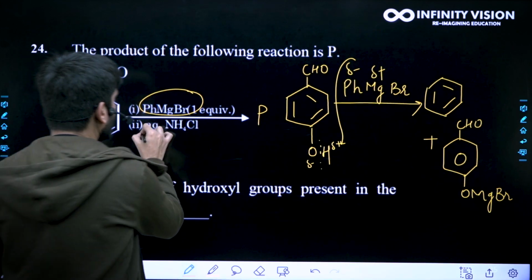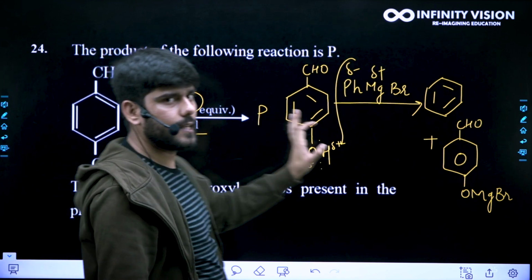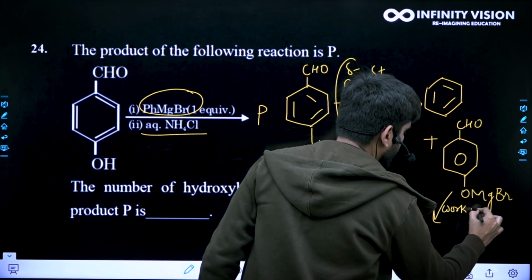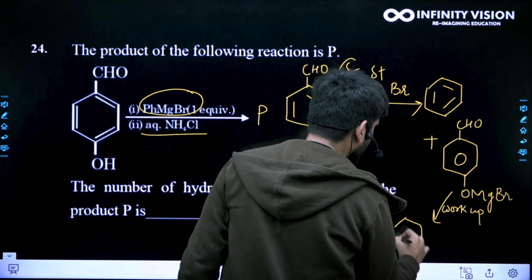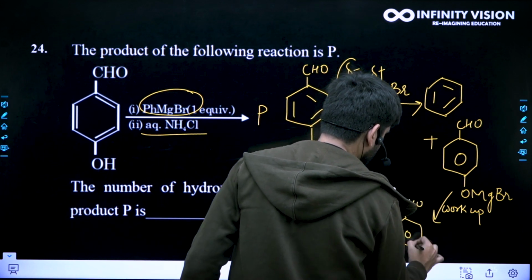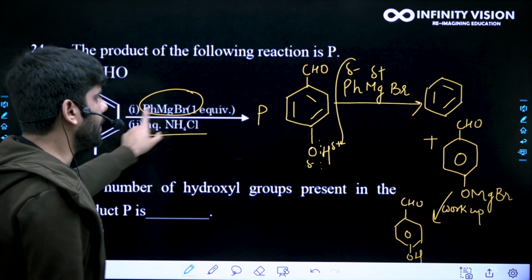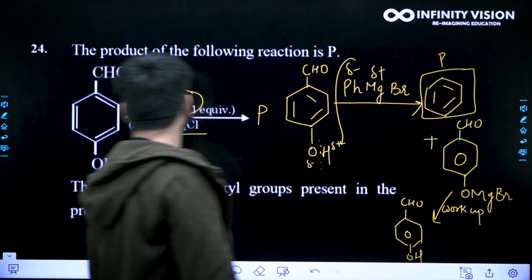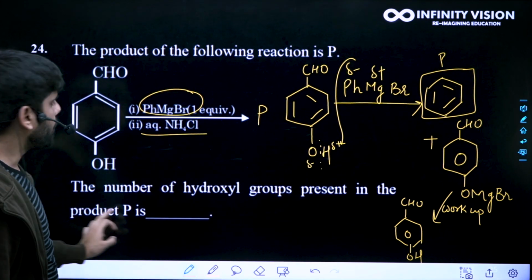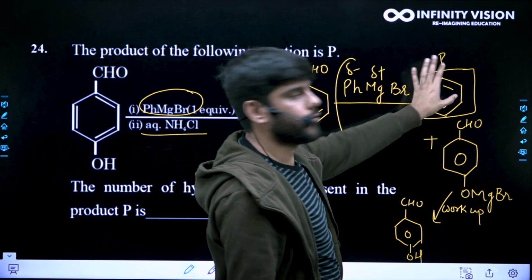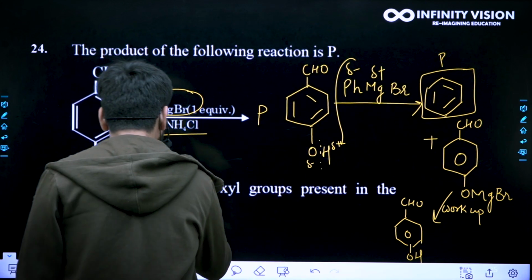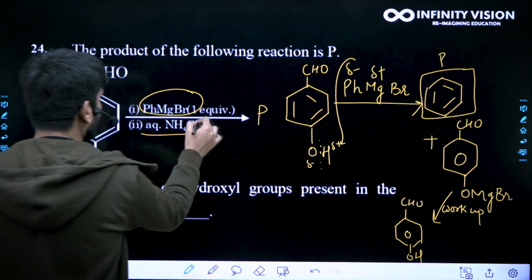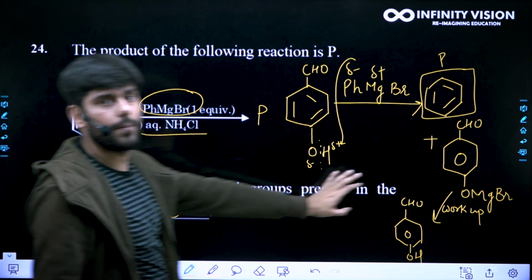And the second step is aqueous NH4Cl. Now, aqueous NH4Cl is just the workup reagent. It is used for workup. And what do we get? We get the reactant back. So our product is benzene. So this is our product, right? The number of hydroxyl groups present in the product is, now here is benzene, there is no hydroxyl group, so the answer is 0. 0 hydroxyl group in product P, that is benzene. Please do not get confused with aqueous NH4Cl, it's just the workup reagent.